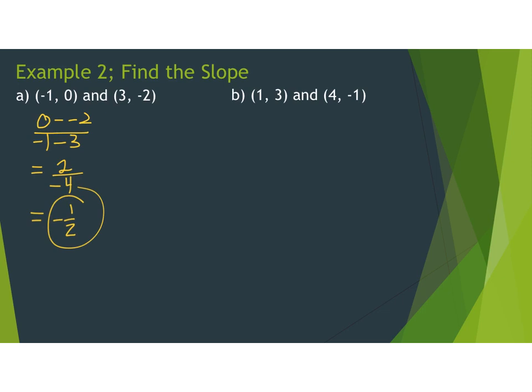Next point here, it doesn't matter which one you pick to be first. 3 minus negative 1 over 1 minus 4 gives you a 4. Double negative here makes that positive. 1 minus a 4 is a negative 3. So the slope is negative 4/3.